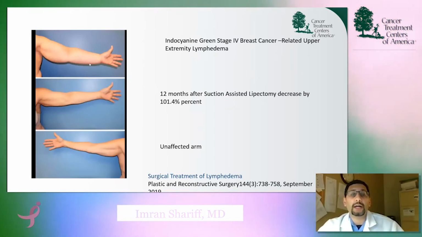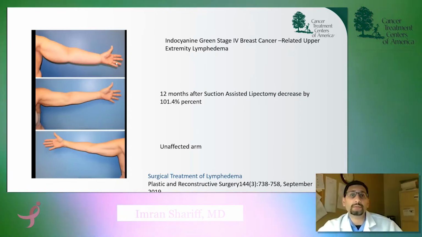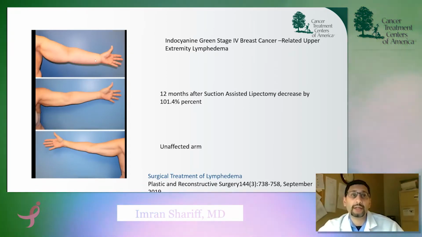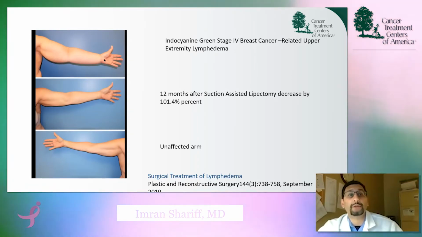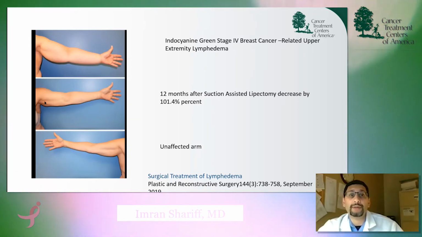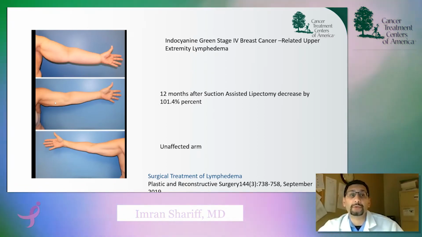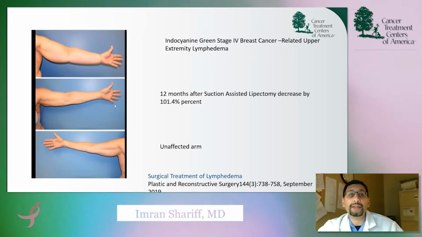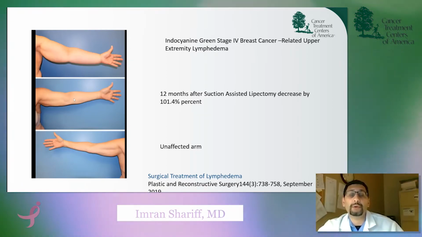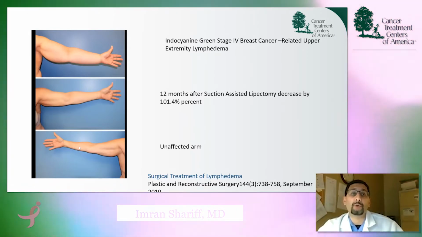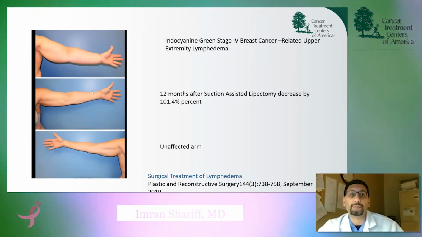This is an example from a journal article where you have a patient with stage 4 ICG staging. So this is the most severe stage of upper extremity edema in the left arm after a breast cancer surgery. And then 12 months after liposuction, in addition to actually this patient had a lymph node transplant, they had a decrease of this arm swelling by 101.4%. This arm here is their normal arm. So they usually often compare the percent decrease in the normal arm.